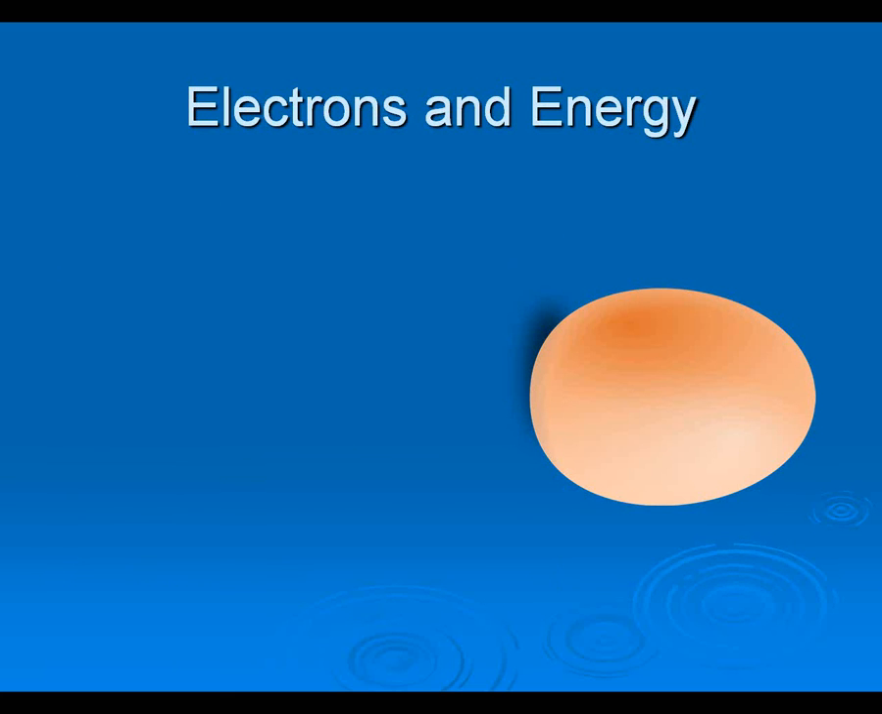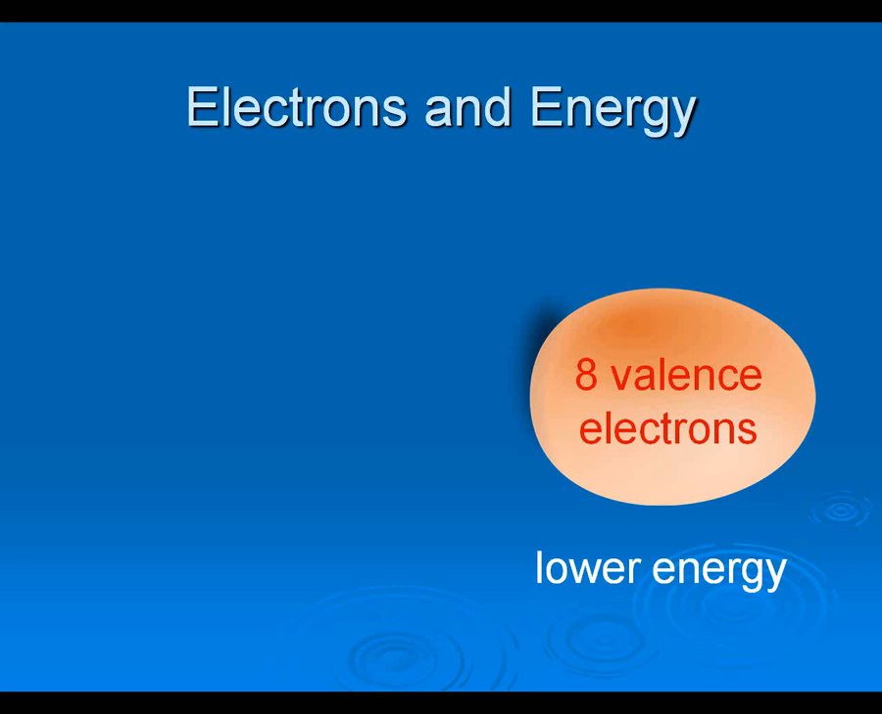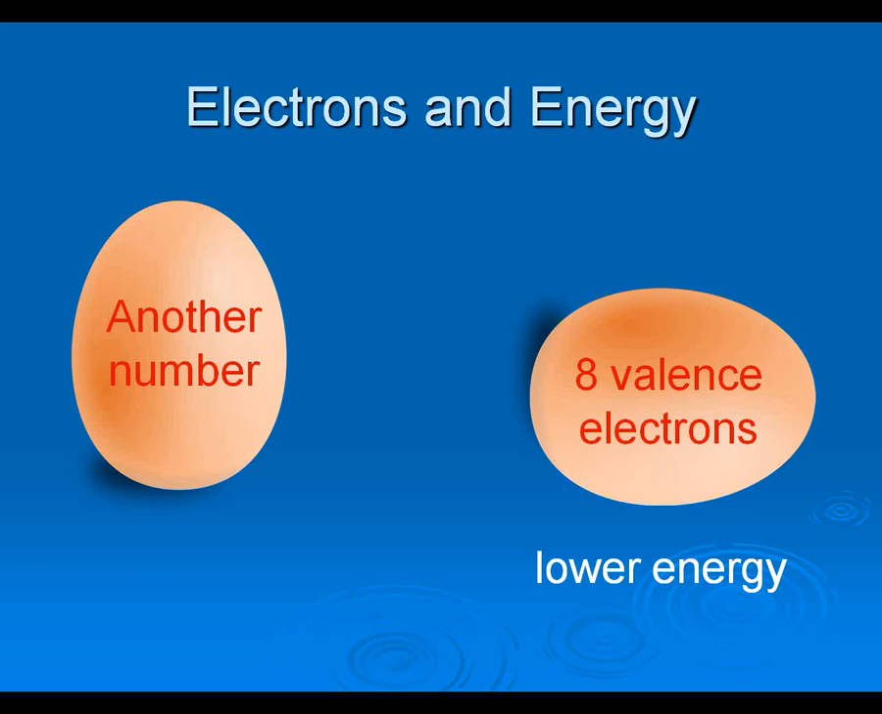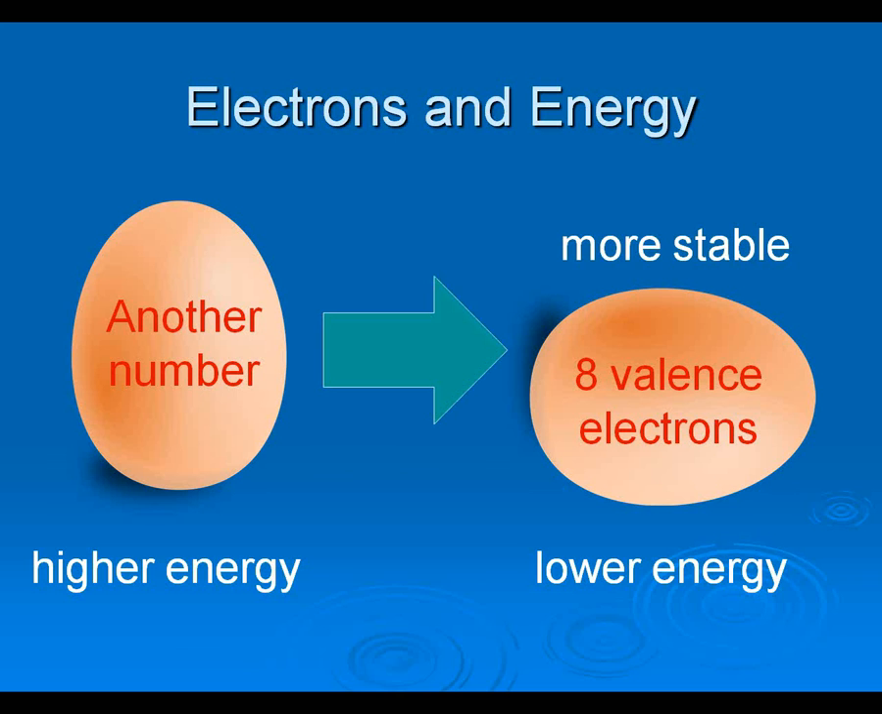And so this goes with electrons as well. When an atom has 8 valence electrons, all its s and all its p orbitals are filled up. That's a lower energy state. It's just the way it is. Any other number is a higher energy state, so it's less stable.